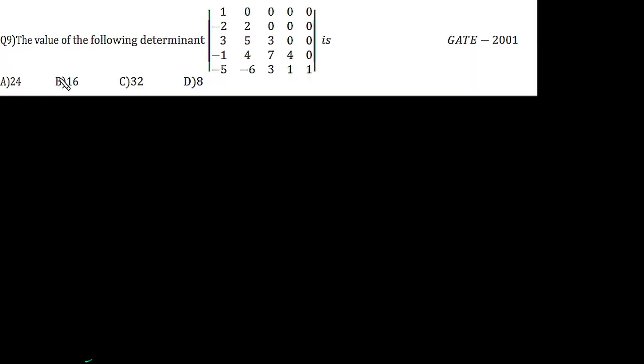Okay, now let's solve question number 9. Question 9 asks for the value of the following determinant. So they're asking about the determinant of this matrix. Now look at the matrix. It is a 5 cross 5 matrix.